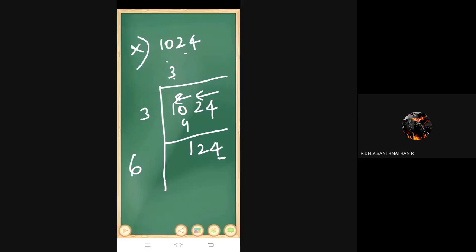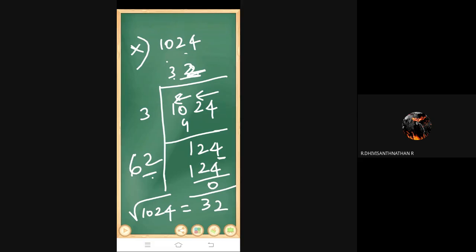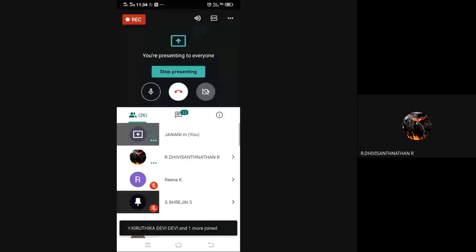Now, if we need 4 in the ones place, what are the two possible digits? 2 2s are 4, and 8 8s are 64. So first let us try with 2. Now 62 into 2. What is 62 into 2? 124. Yes, we got 124. Remainder is 0. So the square root of 1024 is 32. Okay, children. Any doubt in this? Anybody have doubt?